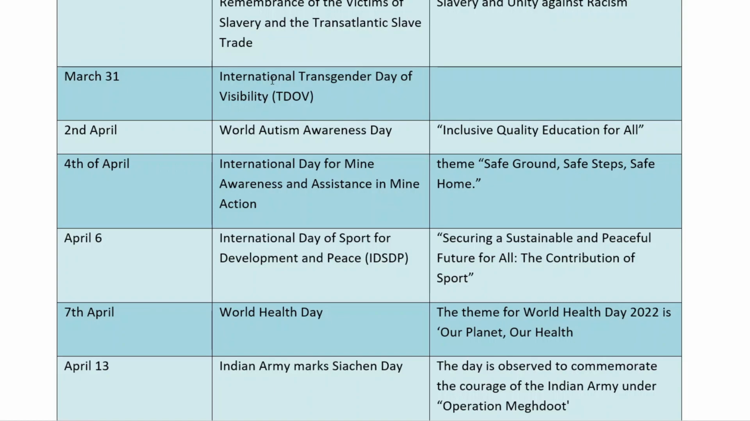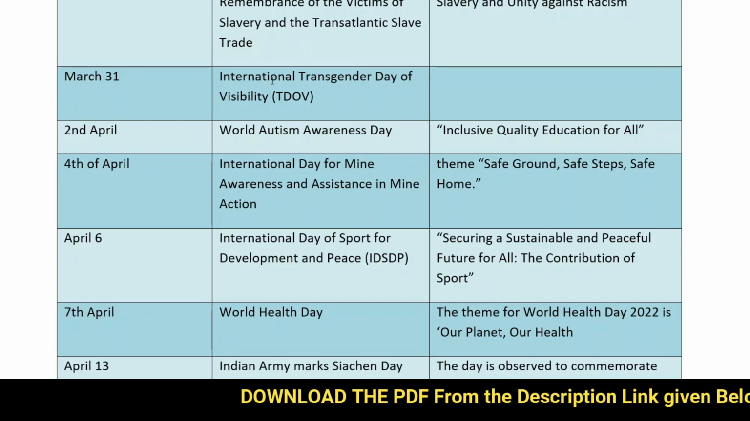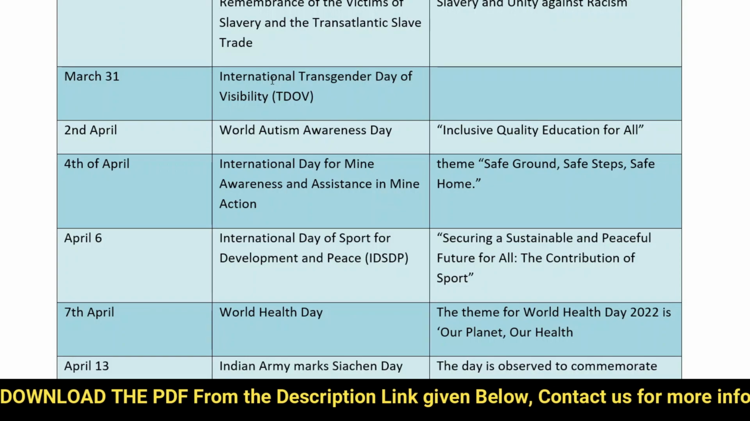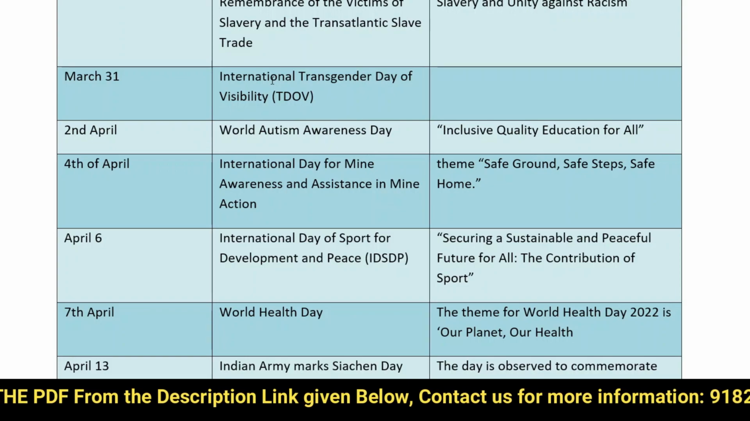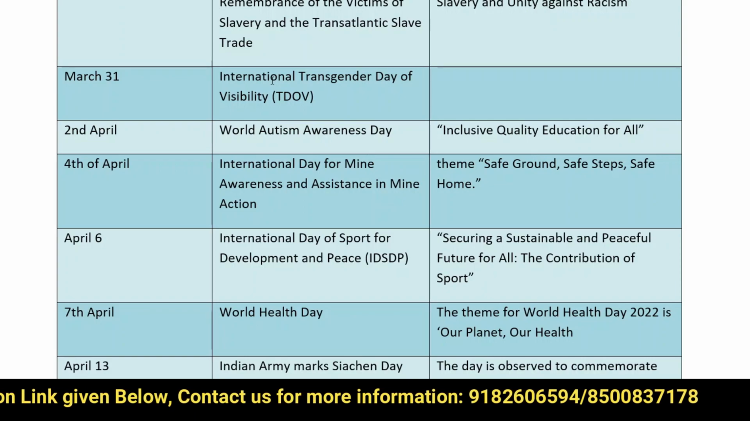The next we enter into the month of April. The 2nd April is seen as World Autism Awareness Day. It is inclusive quality education for all. This is also very much important because nowadays the government is encouraging a diversified work culture, and in that consideration World Autism Awareness Day is also very much important. Write in the comment section what does autism mean.